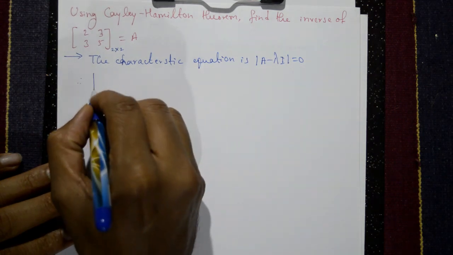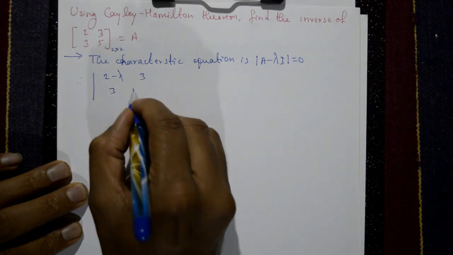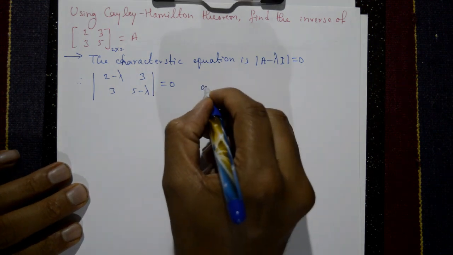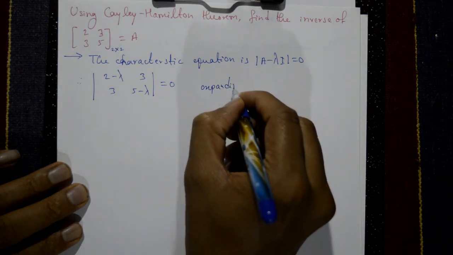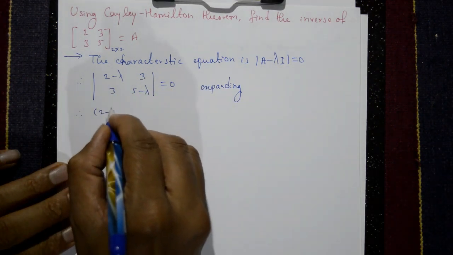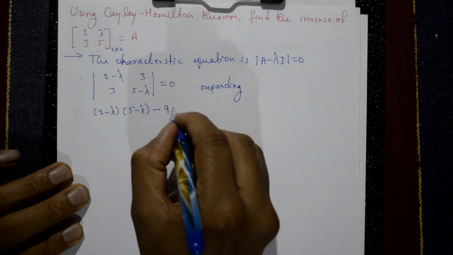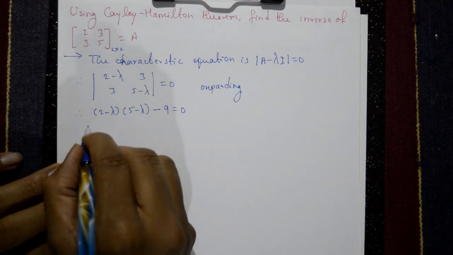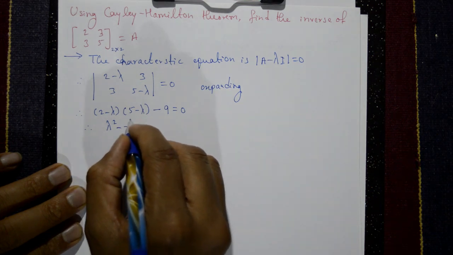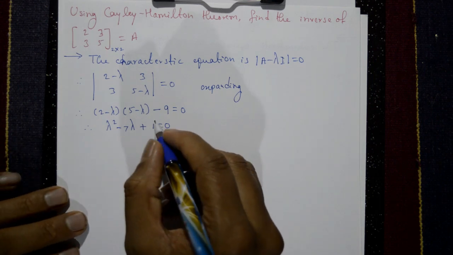Okay, the first step is the characteristic equation: determinant of A minus lambda I equal to 0. Take the determinant: 2 minus lambda, 3, 3, 5 minus lambda, equal to 0. Expanding: (2 minus lambda) into (5 minus lambda) minus 3 into 3, which is 9, equal to 0. Open this bracket, we get lambda square minus 7 lambda plus 1 equal to 0.